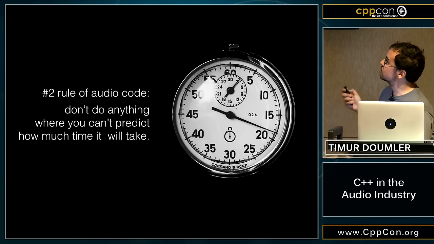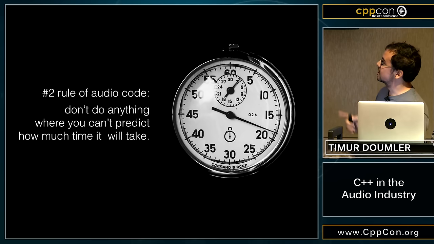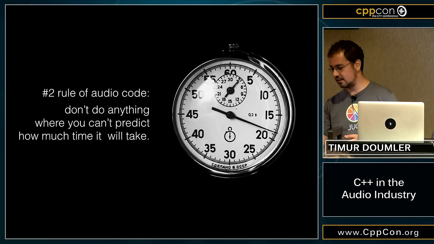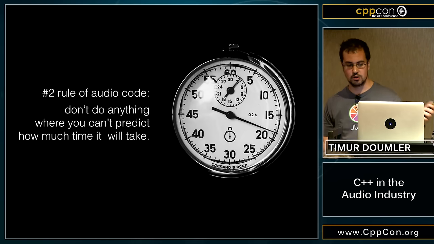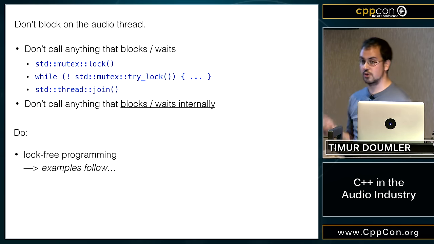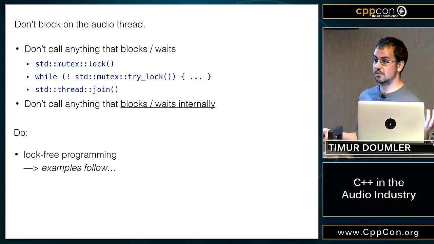And actually, the next rule of audio code is, if you want to succeed, you should never do anything where you can't predict how much time it will take, because you always have this hard real-time guarantee. So if you don't know if the function you're calling in there will be done in 0.01 millisecond, don't call it. Which means you never want to block. You never want to wait for anything, because you don't know how much time it will take.